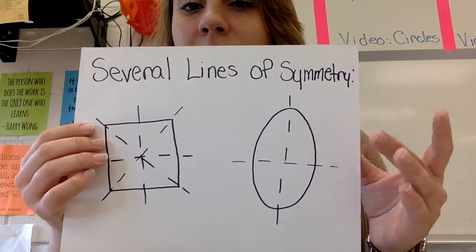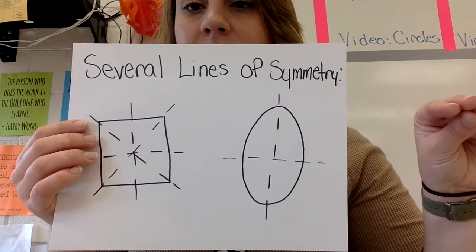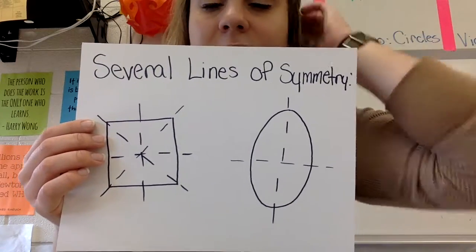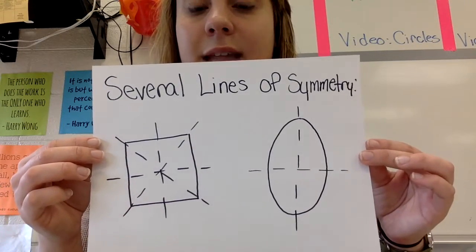And then over to the right side here, I have an oval. We could fold it lengthwise or we could fold it widthwise, and it would still fall on top of itself. Several lines of symmetry.